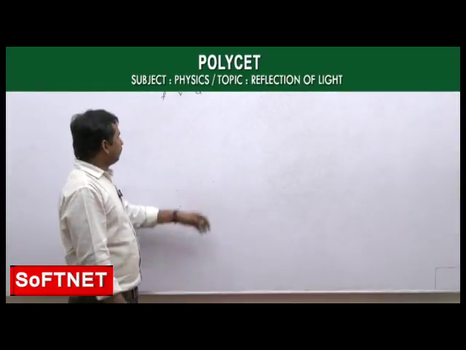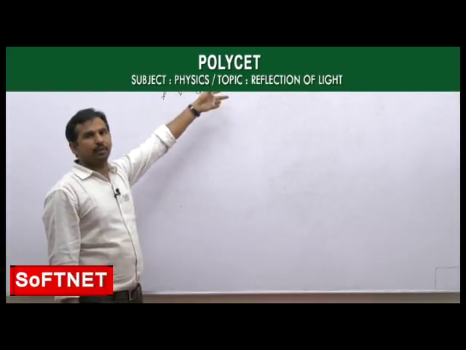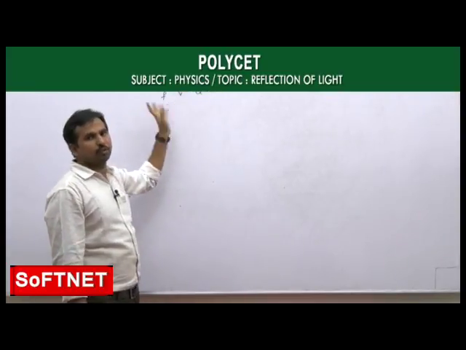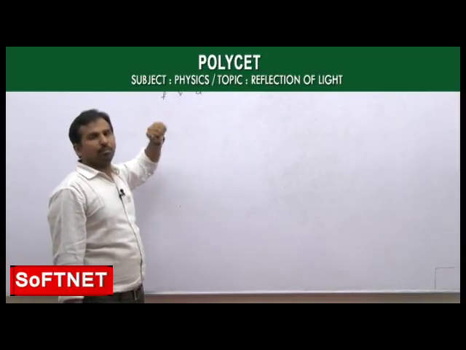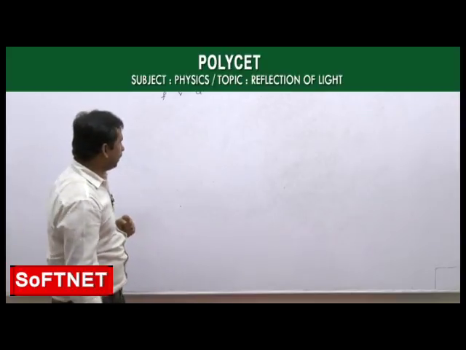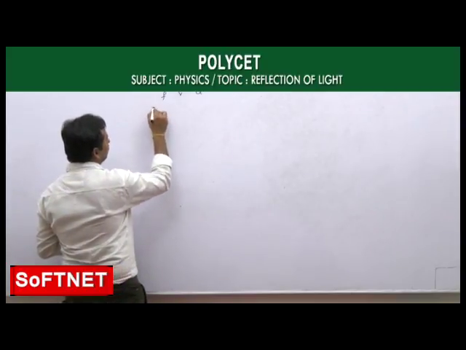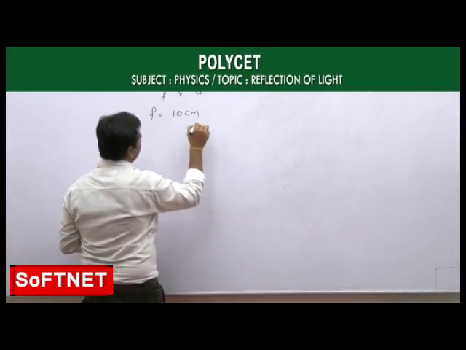Now we have the mirror formula, and we also have the sign conventions which we have to apply to our mirror formula. Now we are ready to do problems on this mirror formula. Let us start with a very simple and easy one. We have a concave mirror with a focal length, let us suppose, 10 centimeters.